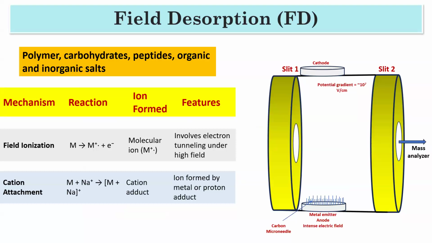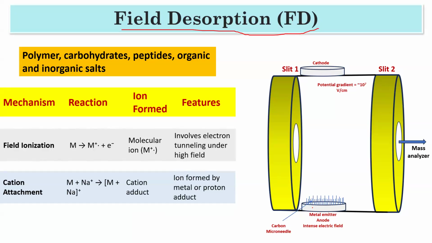Okay. It is not possible all the time that we get a gaseous sample, right? Some molecules may have a very high boiling point, and they may not even evaporate, right? So how can we get their mass spectra, mass analysis, we can say? That's why scientists have developed the field desorption method.